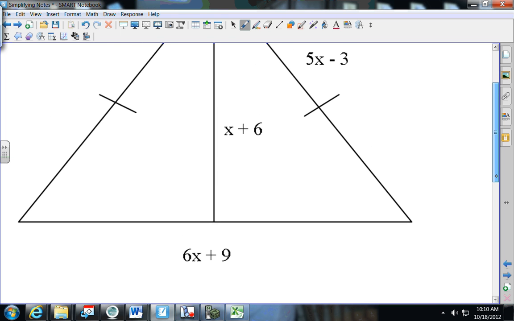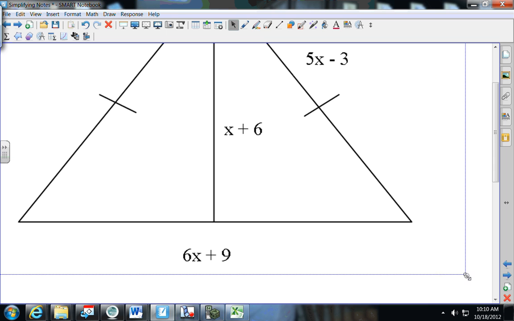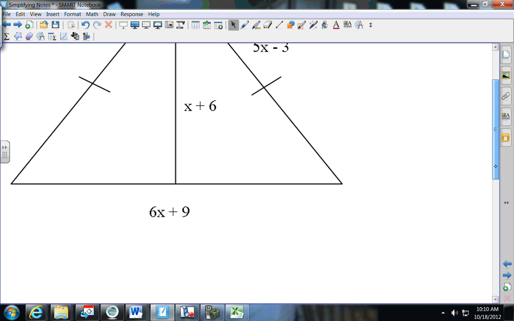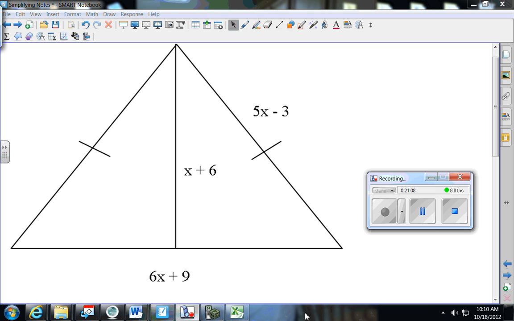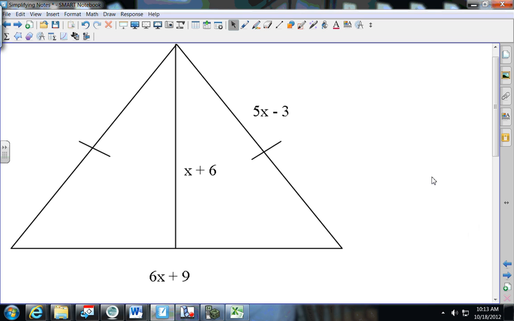Here's the next one. Let's see here if I can make this a little smaller so we can see it. It wants you to find the perimeter of each rectangle. On this one, we're just going to do the perimeter of the large rectangle. And these markings right here mean that these two sides are the same. So I'm going to have 5x minus 3. I'm getting the perimeter of the large triangle. I do not need this information.